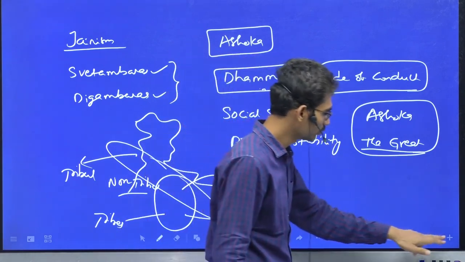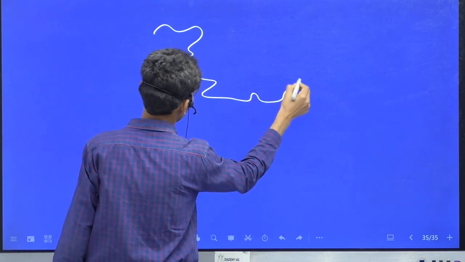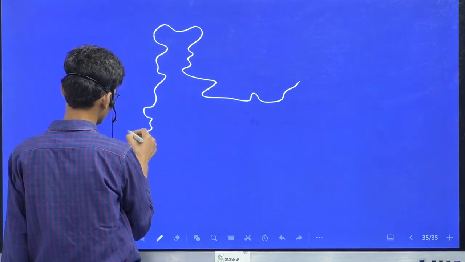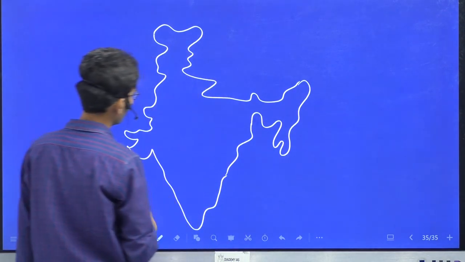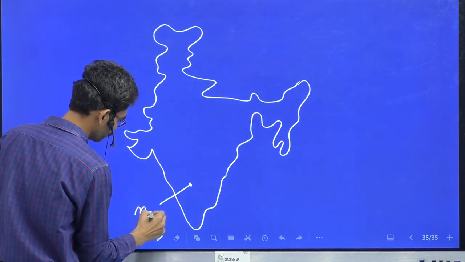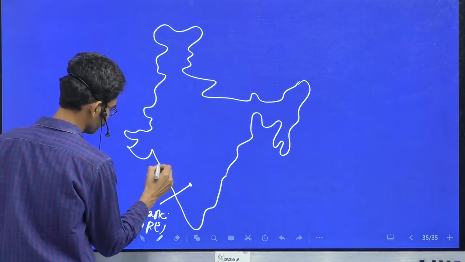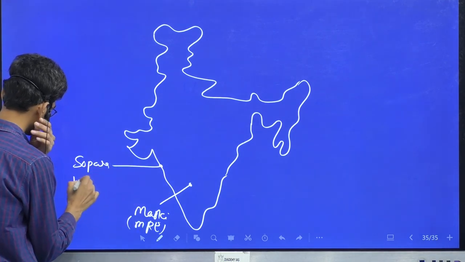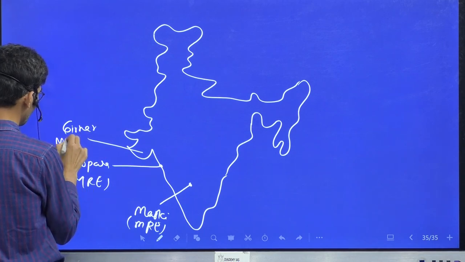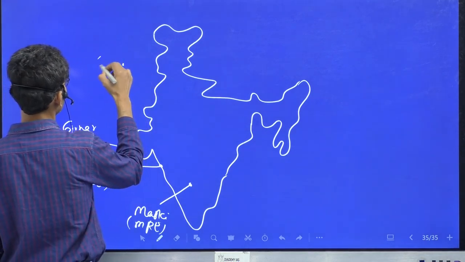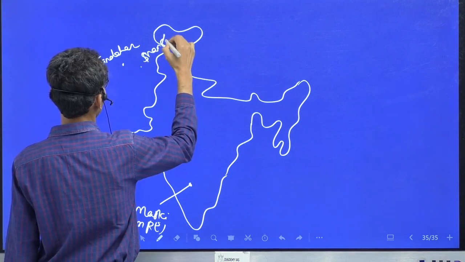And he issued various rock edicts and pillar edicts in different places. Some are minor, some are major rock edicts. Some like Maski, a minor rock edict. Small m means minor. Sopara, a major rock edict. Girnar, a major rock edict. Kandahar, Mansehra. I am writing only a few places.